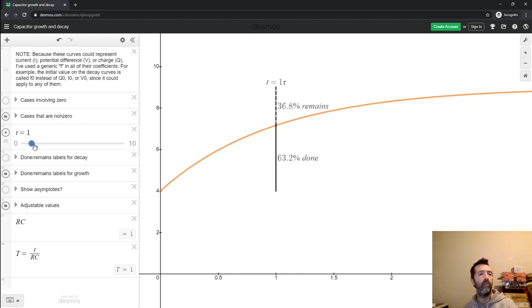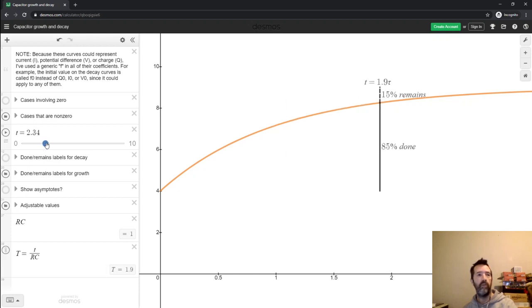If I scroll forward, like if I go up to 2, the computer's a little laggy, so it's hard to get it precise. But notice if I go to 2 time constants, the amount that remains is now 13.5%. If I go out to 3 time constants, conveniently enough, I have this set so that the time constant is 1 second. If I go out to 3, now only 5% of the process remains to be done.